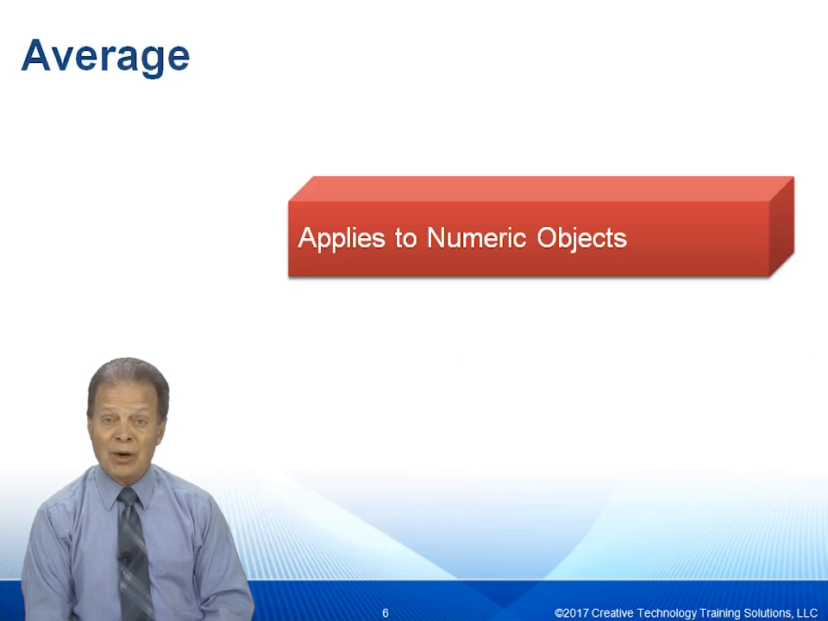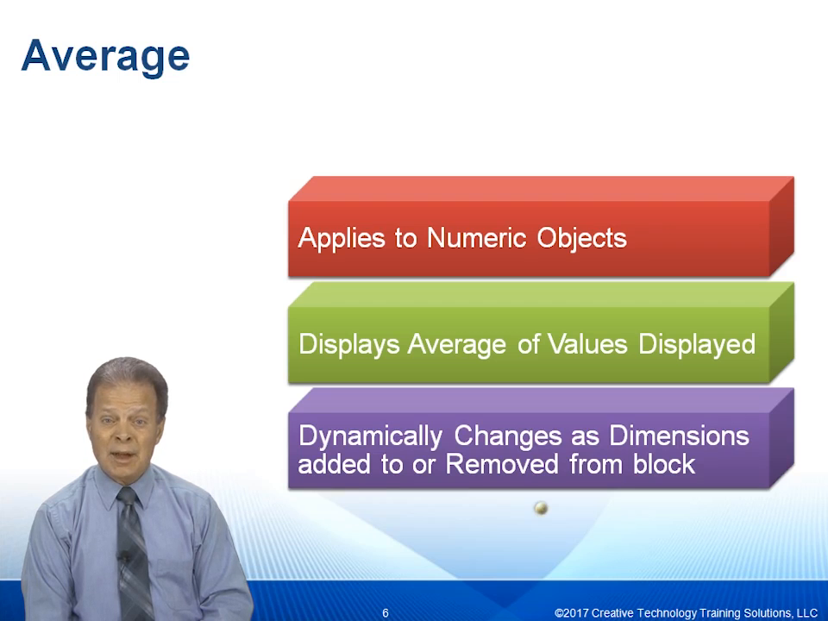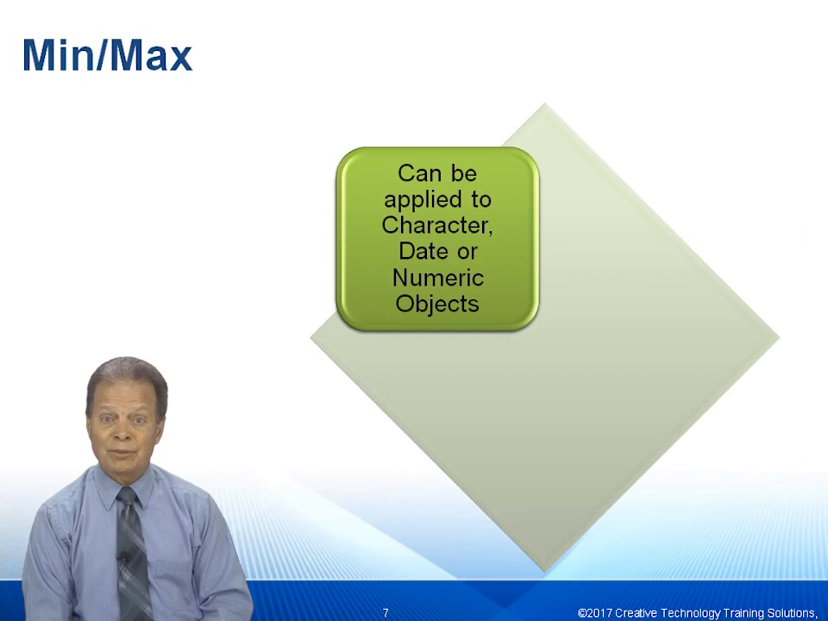Average is applied to numeric objects. It wouldn't make sense to average a state or a year or something like that, but it would make sense to do an average on something like sales revenue or quantity sold. It only displays the averages of the values displayed, and it dynamically changes those as the dimensions are added or removed, because the dimensions drive the structure of our report.